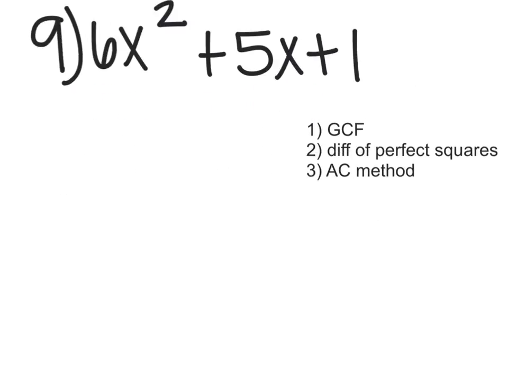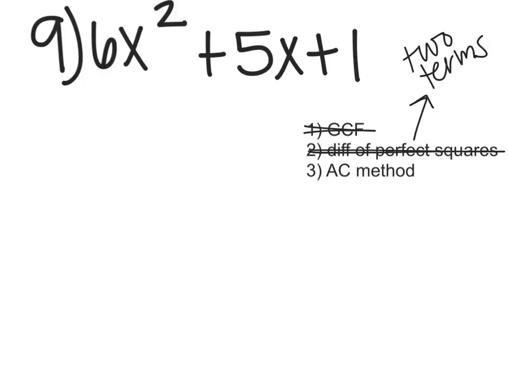Number 9, I have 6x squared plus 5x plus 1. So again, I'm looking for a GCF first. I cannot divide 6, 5, and 1 by anything, so there is no greatest common factor. So I'm going to figure out, is it a difference of perfect squares? Well, difference means subtraction. There's no subtraction sign in here. And remember we said difference of perfect squares only works if there are 2 terms, and there are 3 terms in this problem, so it's not a difference of perfect squares.